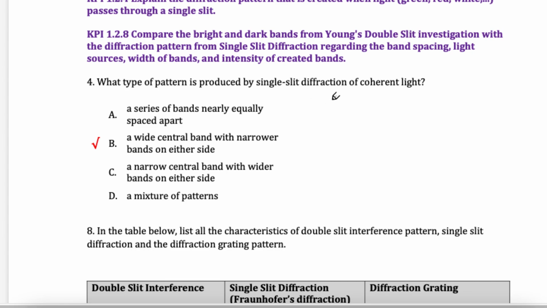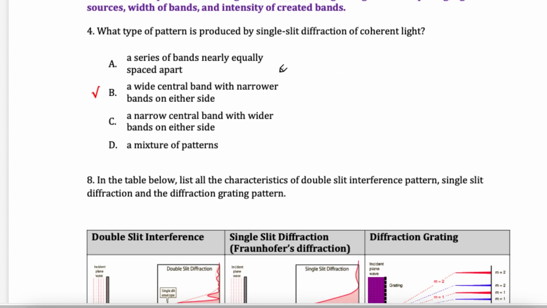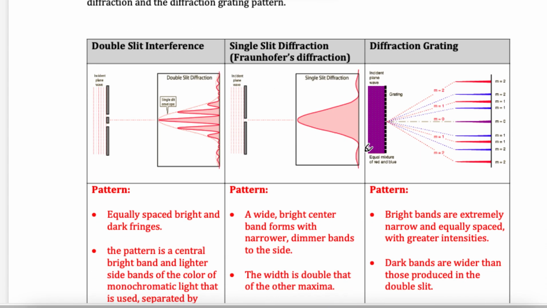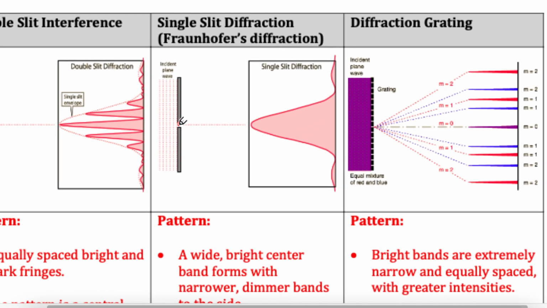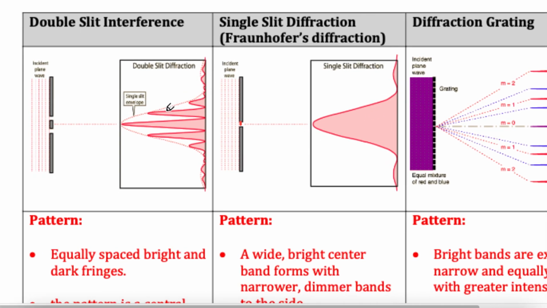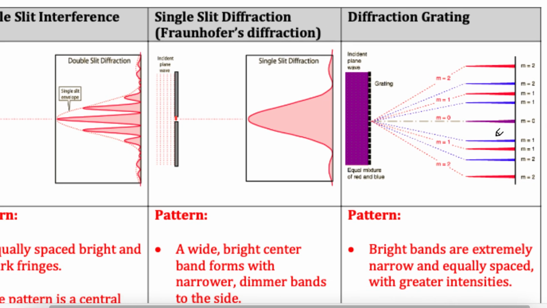What type of pattern is produced by a single slit of coherent light? Single slit, you will get a wide band in the center and then some small bands on the side. Actually, it's done here better in this little diagram. Let's look at this. Single slit is one, you can remember one slit, one big band. That's an easy way to remember it. Single slit, one big band, and you'll get something on either side. Then if you have a double slit, you get a little bit more. And then if you have a diffraction grating, you get a lot more.